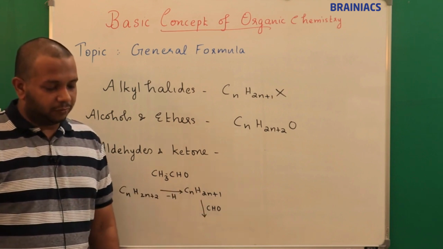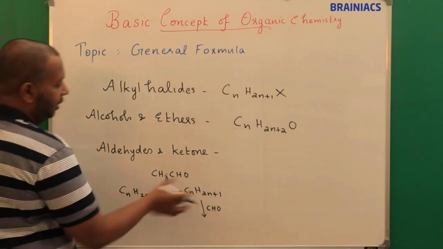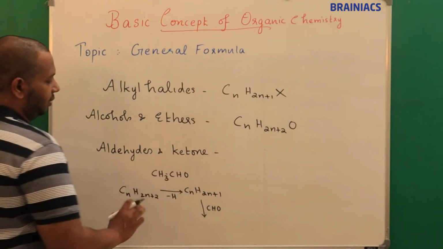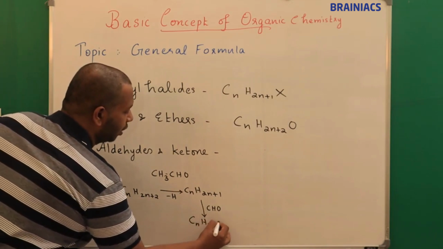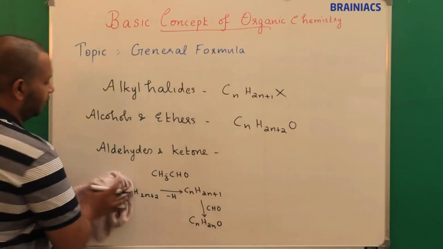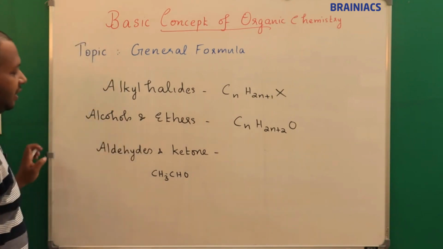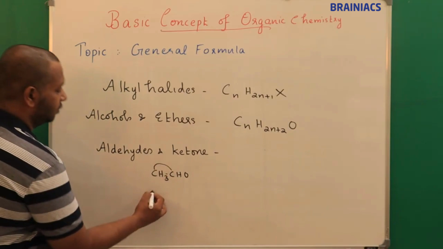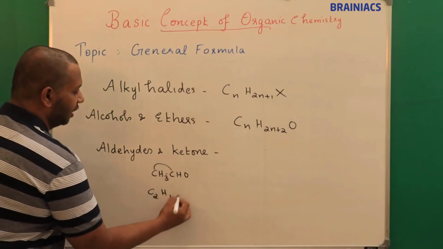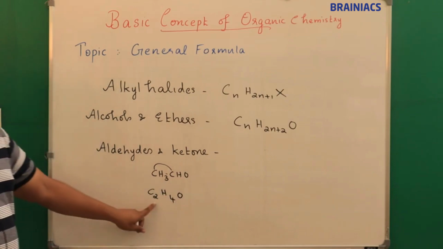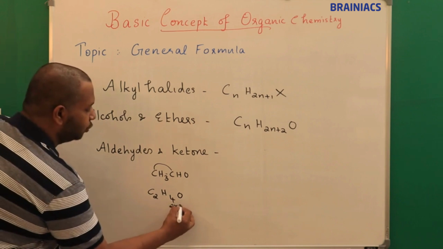So what can be the general formula of this one? If you are adding this into this, this will become CnH2nO. I will explain how it is coming. For example, the better way to understand here is how many carbons are here? 2 carbon, C2. How many hydrogens are here? 4 and 1 oxygen. And we know that this is 2 and this is 4, so this should be a multiple of 2 into 2.